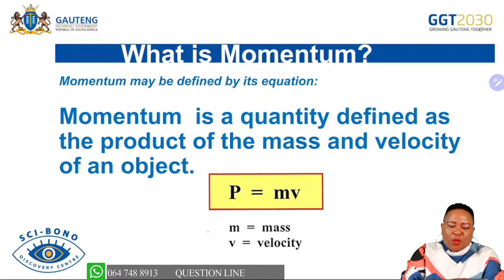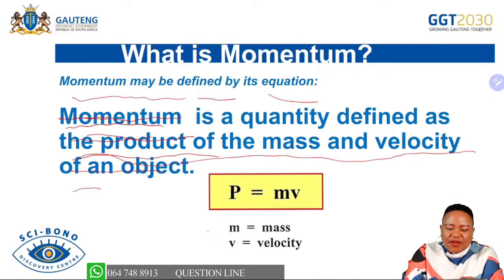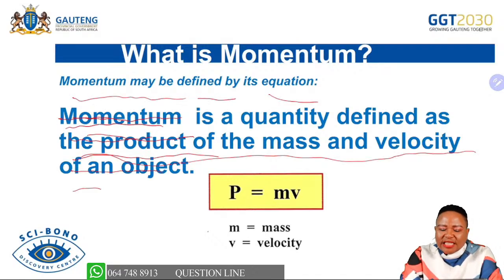So how do we define momentum? Here we are given a definition of momentum: it is the quantity defined as the product. And as we are doing mathematics, we know that when we refer to the product, we refer to the answer that we get when we multiply.